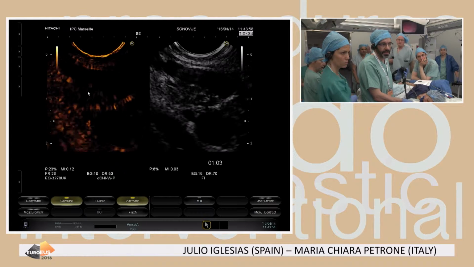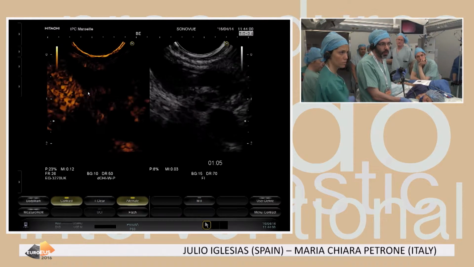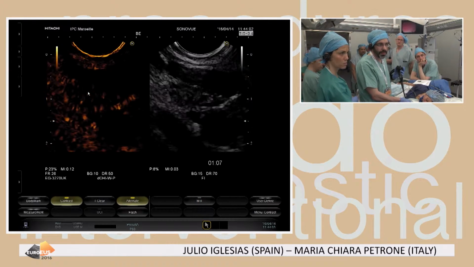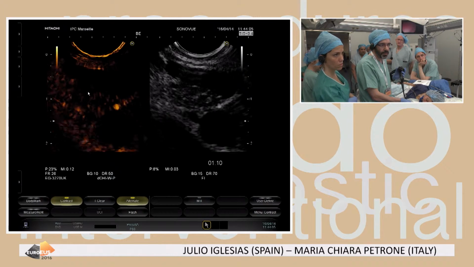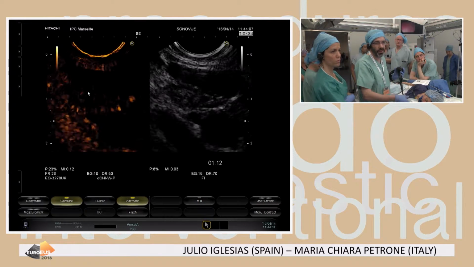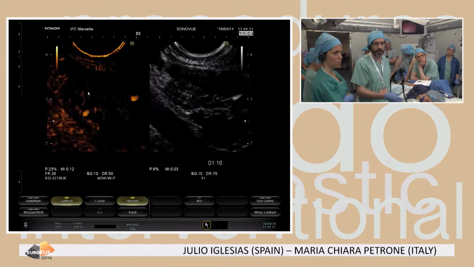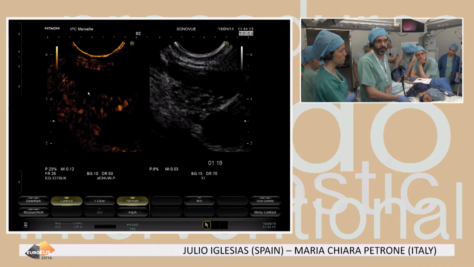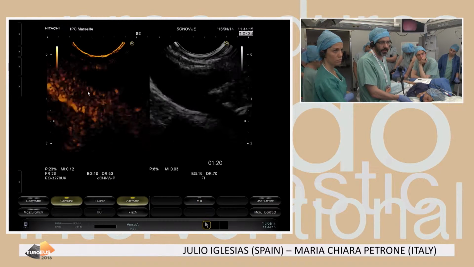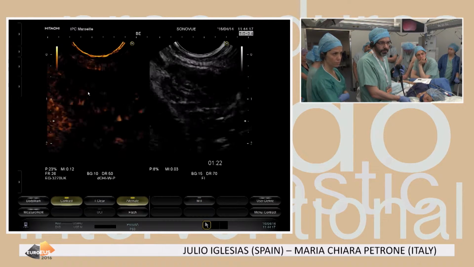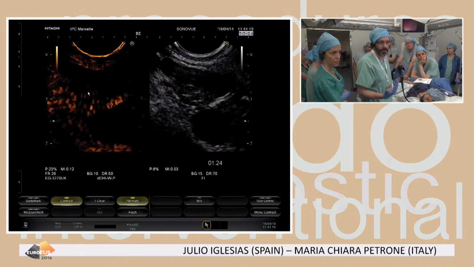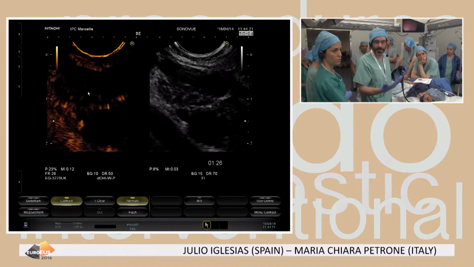Now we are in the venous phase, and there is still no uptake. It's clearly an avascular lesion. There's also no enhancement of the wall. So probably it is not really a nodule. It's more a plug of mucin inside the cystic lesion. Okay. Now the point is, should we biopsy it or not?